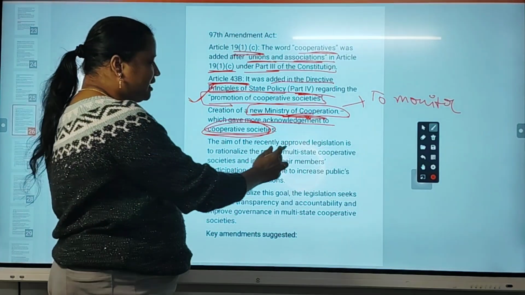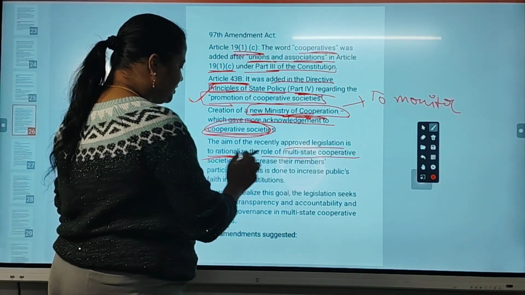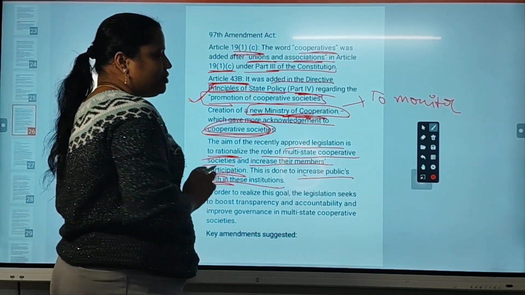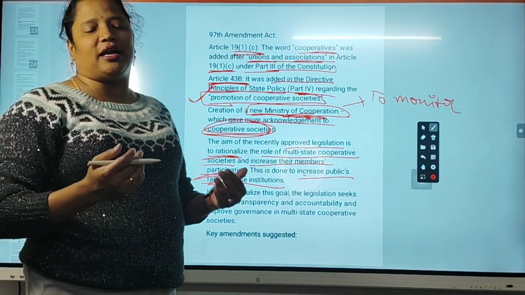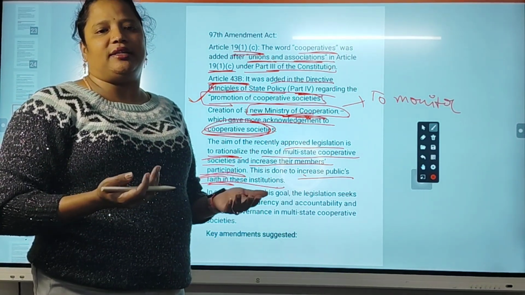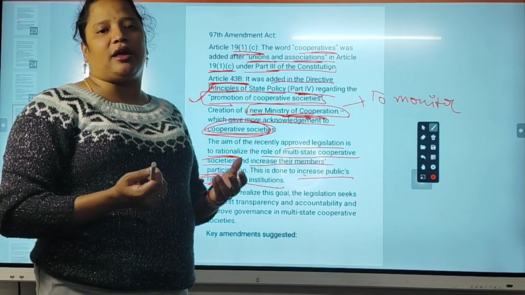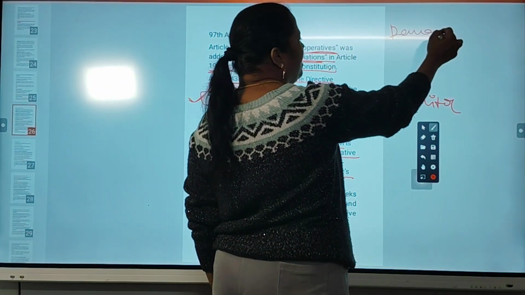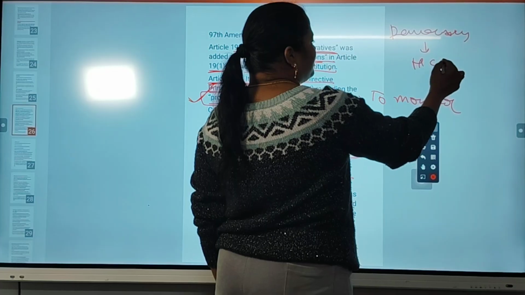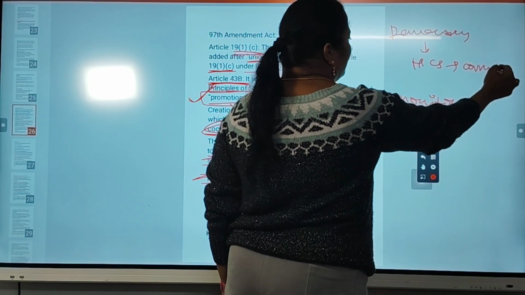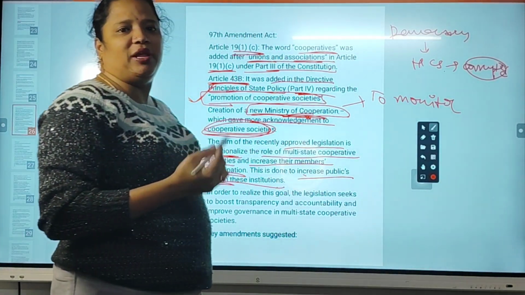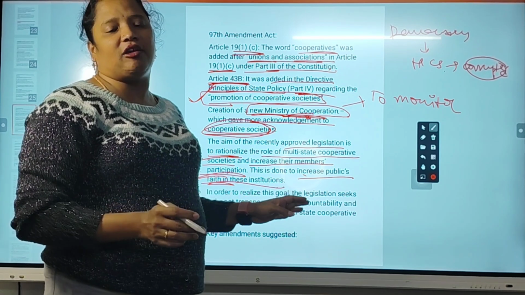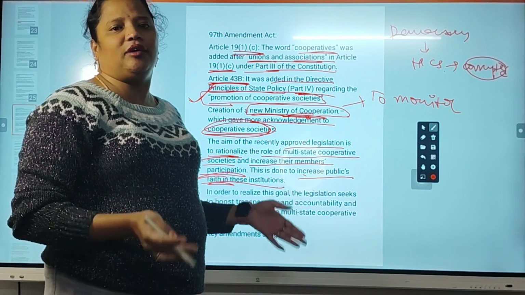Okay, the aim of the recently approved legislation is to rationalize the role of multi-state cooperative societies and increase their members' participation. This is done to increase public faith in these institutions. Why is the amendment needed? If they are given too much freedom, they may not be reliable or transparent anymore, and corruption is going to happen. In that case, what happens? In a democratic body, if a multi-state cooperative society is corrupted, then the public will lose faith in it. They feel joining a multi-state cooperative society is a waste because they are always corrupted. It will not work out anything. We don't get any help.